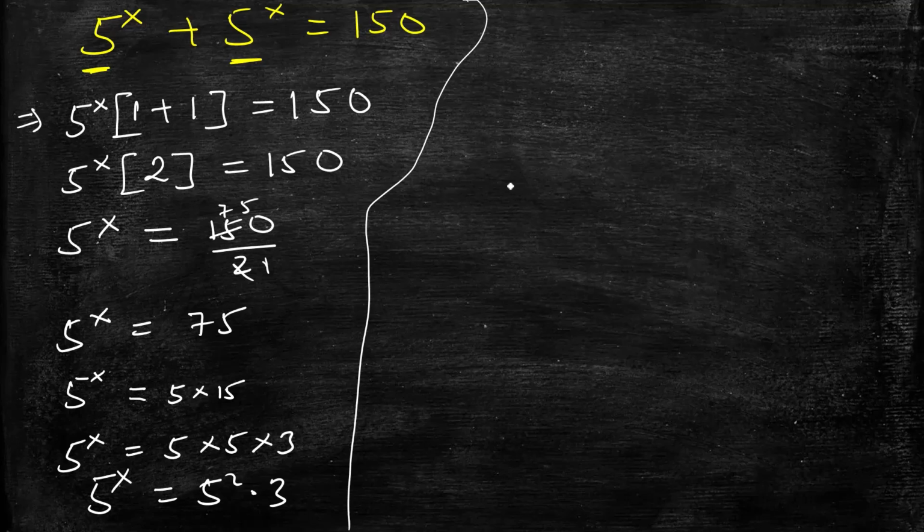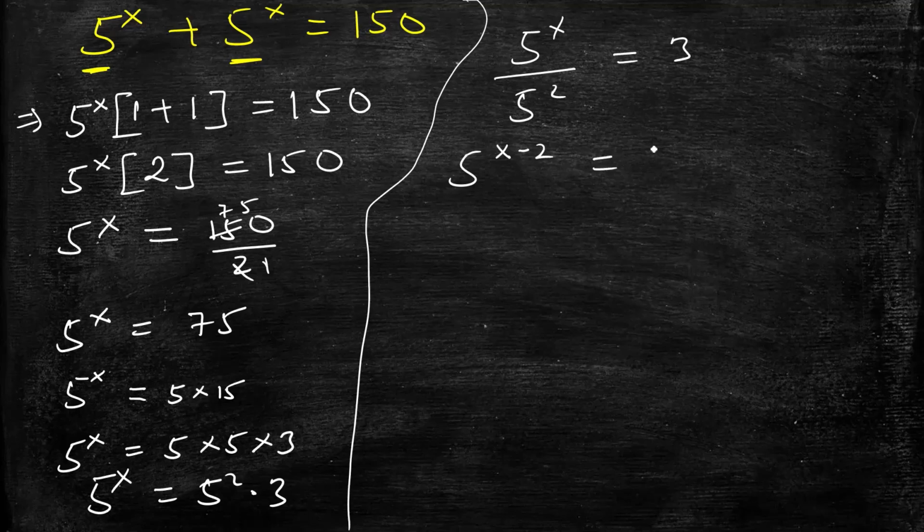Let's group the 5s on one side. So I'll get 5 raised to x over 5 squared equals 3. So let's perform this division. I'll subtract the powers. x minus 2 equals 3.